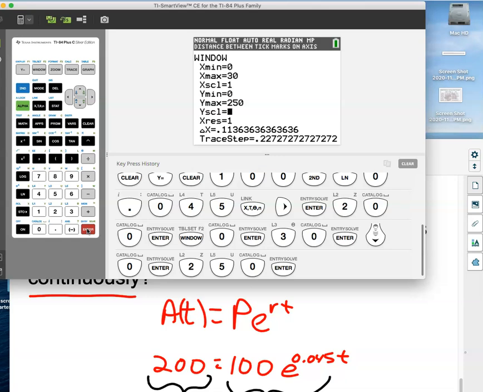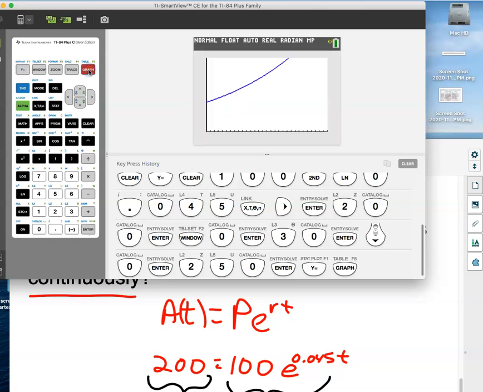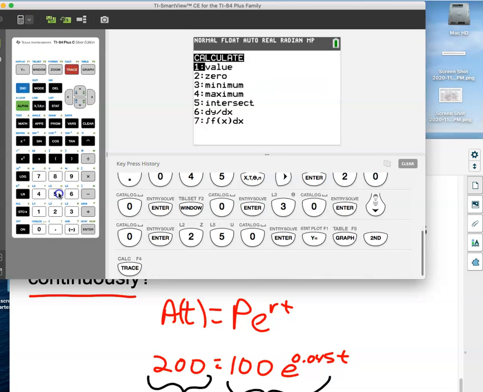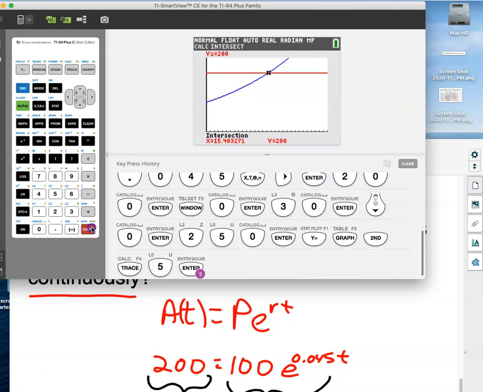So now what I'm going to see first is that growth curve for my A equals P times E to the RT. And the second line I'm going to see is going to be my 200. So graph, aha, we can see where they hit each other. So let's wake up Blinky. Second trace, number 5, bing, bang, boom. Almost 15 and a half years. Let's put 15.4 years.